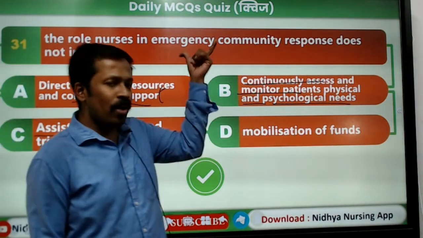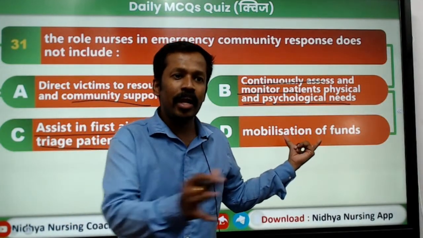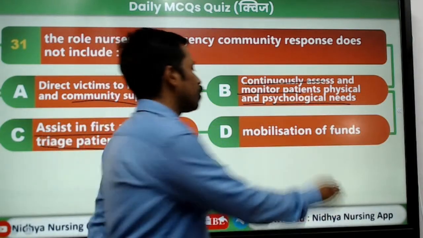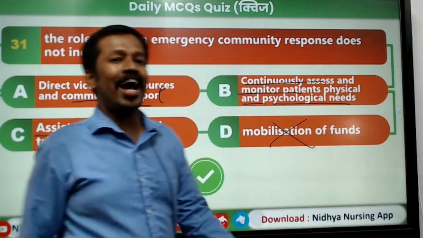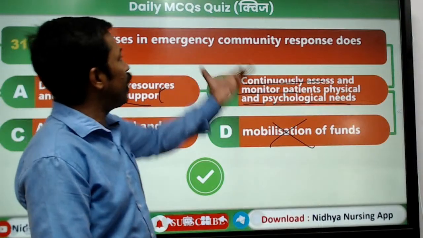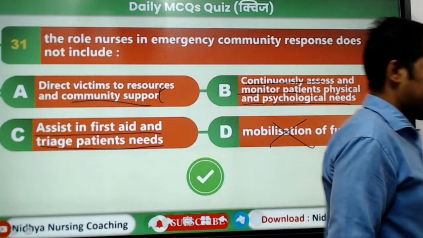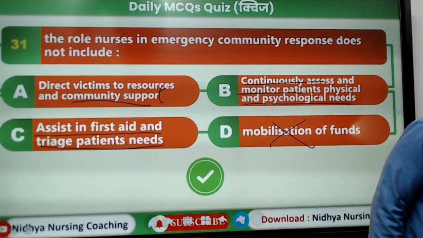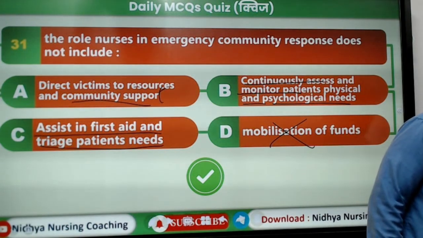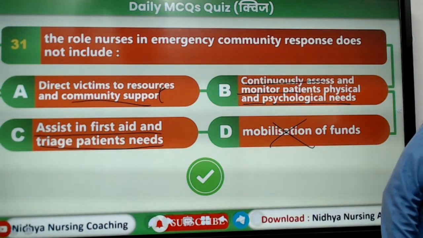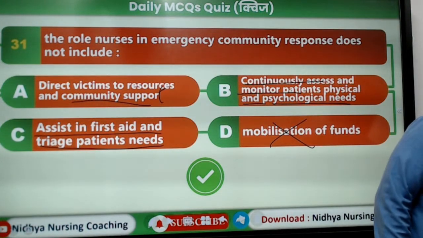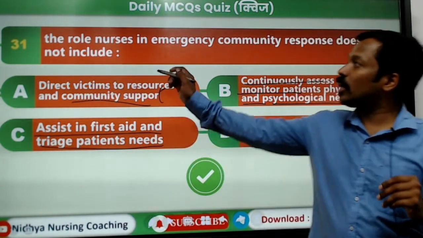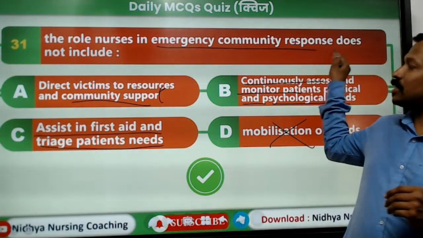At the time of emergency, do we have to mobilize funds? So which is the answer? Mobilization of funds is not a responsibility of the emergency community nurse. Got it? So what is the answer? Yes, fine, very good. Okay, I got the answer. So what are the responsibilities of the emergency community nurse?